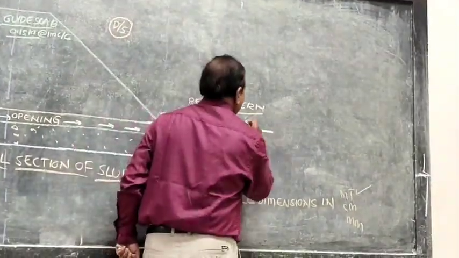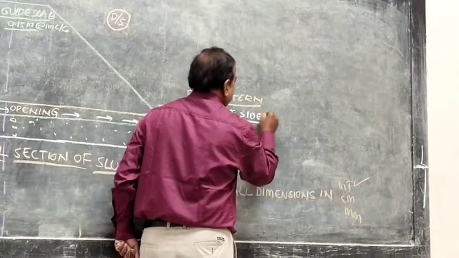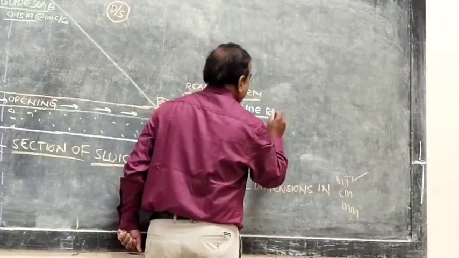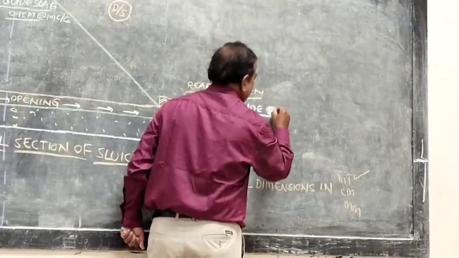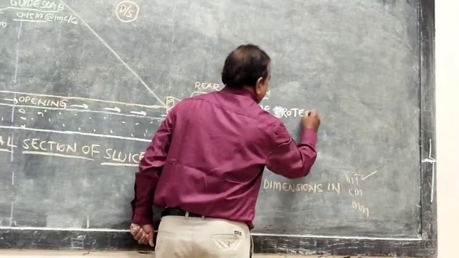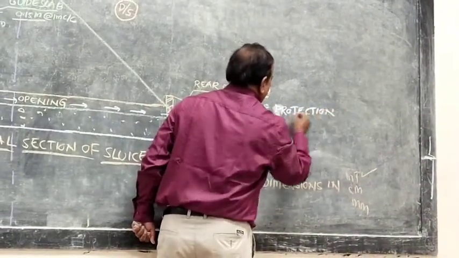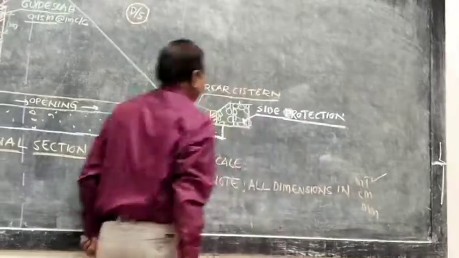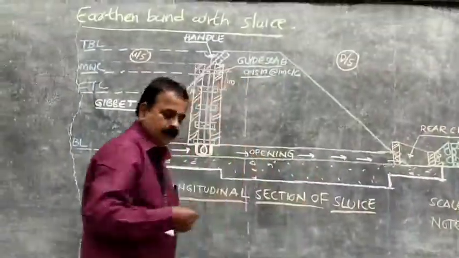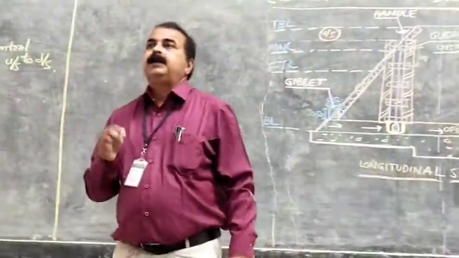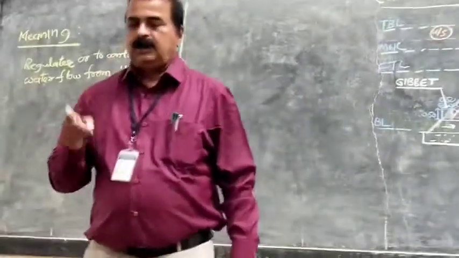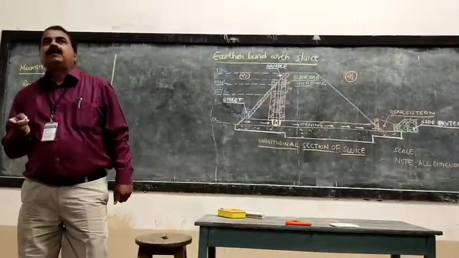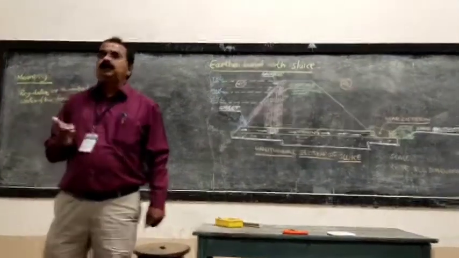is nothing but side protection, normally called protection, which will be made of stone. We will see only simple lines. So that completes the long section of the earthen bund with sluice. Thank you.